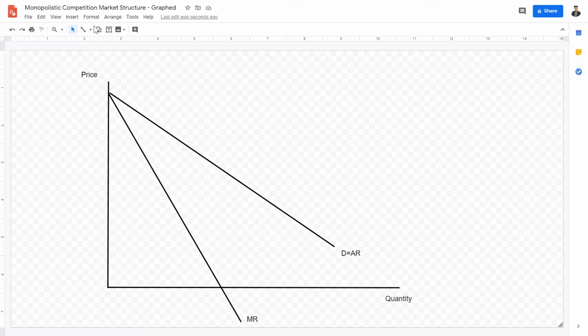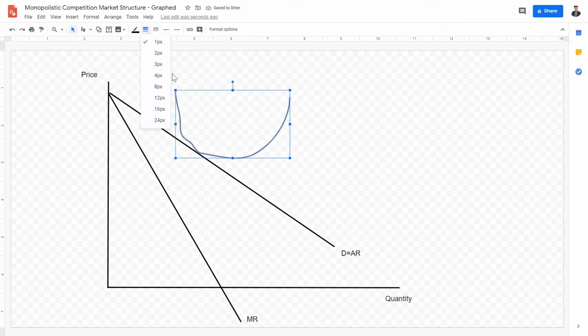Okay, the next one is a little bit tricky. I will agree with that. It is the average total cost curve. For the average total cost curve, we want it to look like a bow shape. We want it to touch and then go up. That's what we want the average total cost curve to look like.